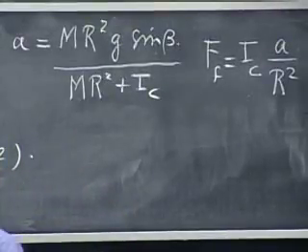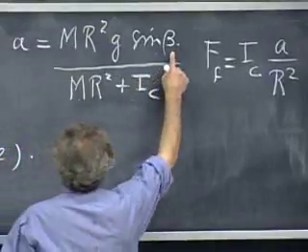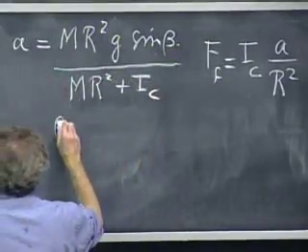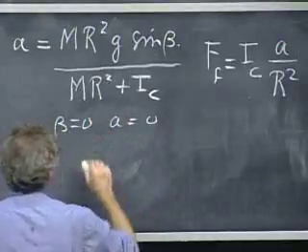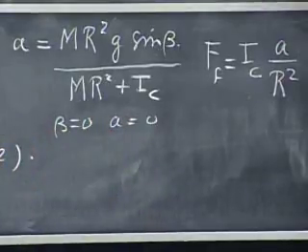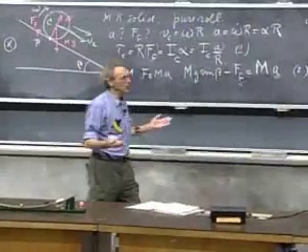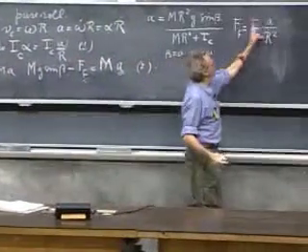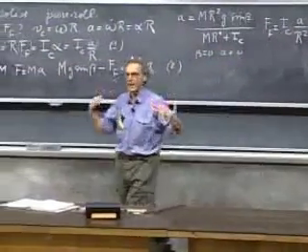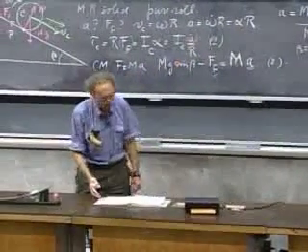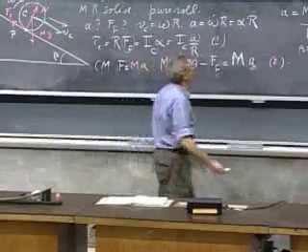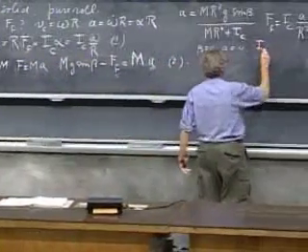Let's first take a look at beta related to A. Notice when beta equals 0, that A equals 0. It better be. If there is no slope, there cannot be any acceleration. Notice if A equals 0, that the frictional force is also 0. It better be. So that is an easy check that you can do. An internal consistency check.